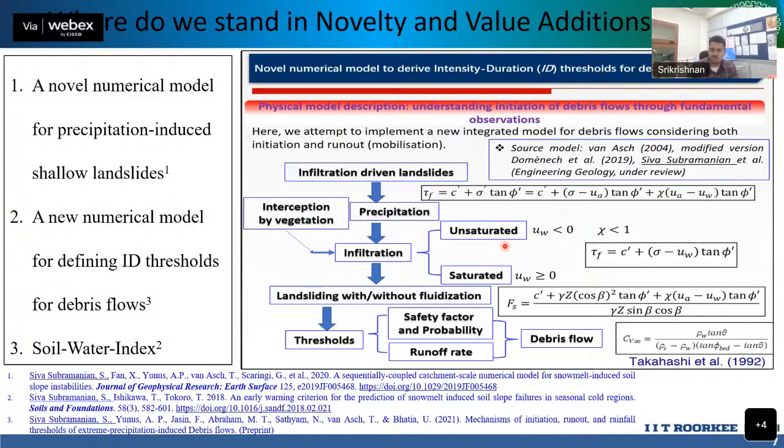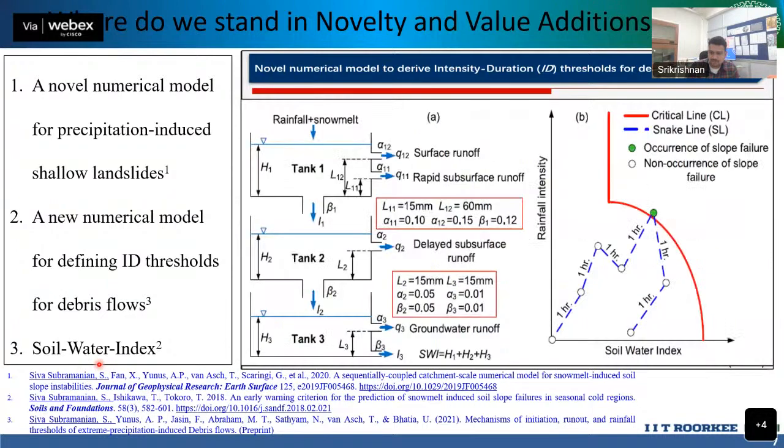Then moving beyond the intensity-duration threshold, because as I already mentioned, the meteorological parameter alone will not tell the terrain condition, we should move beyond the meteorological parameters and set up a hydrometeorological threshold. One such example is the soil water index, which is commonly practiced in Japan. So this is the schematic of the soil water index. We don't need to go much into the details, but these are some frontier areas into which territorial scale landslide early warning systems are evolving.